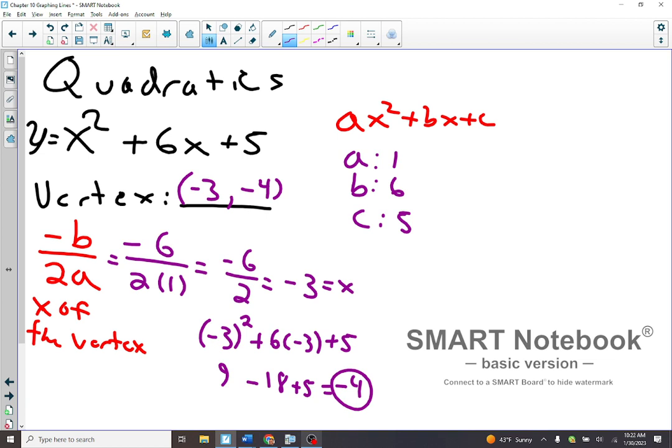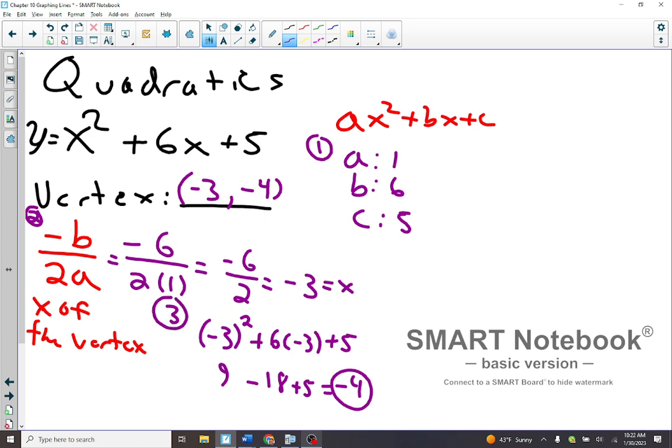First you start with x squared. This would be step 1: identify your a, b, and c. This would be step 2: use negative b over 2a to find the x. And this would be your step 3: use that in the formula to find y.